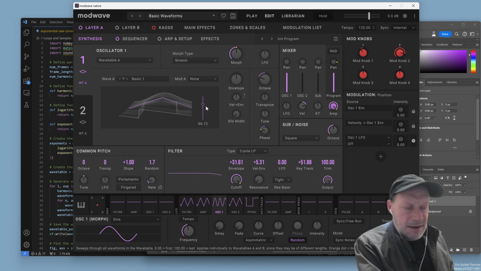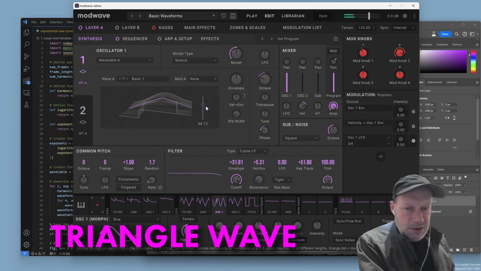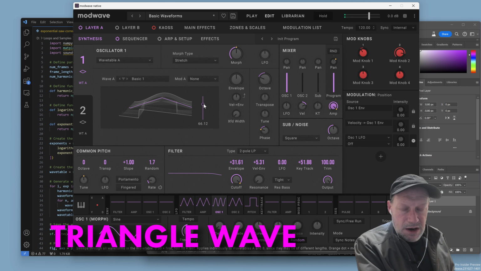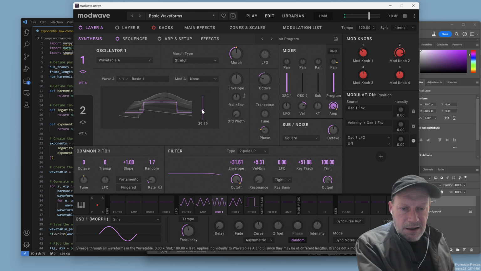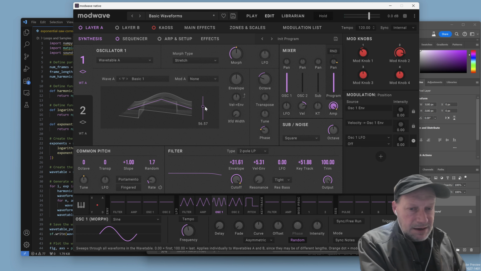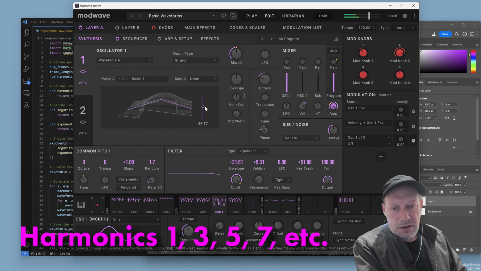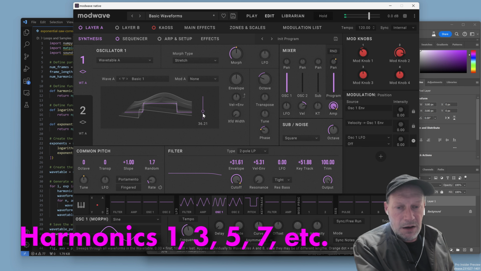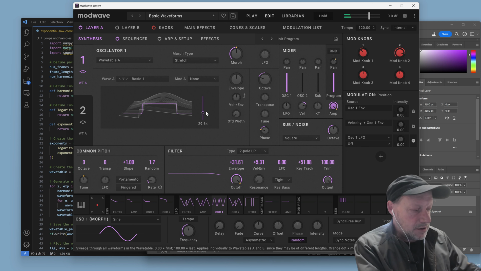And then we've got the triangle wave, which is related to the square wave. Here's a square wave with a 50% duty cycle. All right. So the triangle wave and the square wave share something in common. They both have only odd harmonics. And so they have that hollow, reedy sound that reminds us of woodwind instruments, right?